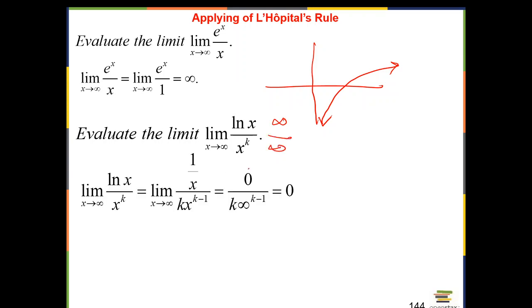So we take the derivative. Derivative of ln x is 1 over x. Derivative of x to k is k times x to k minus 1, right? And when we substitute infinity here, what do we get? Well, that would be 1 over infinity, which is 0, and this would be infinity. So the denominator doesn't go to 0, but the numerator goes to 0. So the answer is 0.